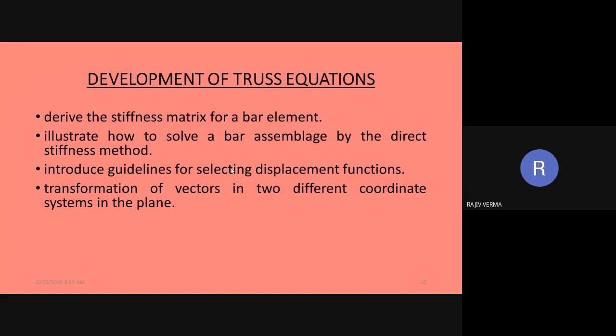Now, as a next step, we are going to transform two vectors which are inclined to each other, but the two vectors are present in the same plane. This is going to be of use when we are trying to assemble two or more bars which are present in the same plane, but happen to be inclined to each other. So this transformation is going to be useful for solving bar problems which happen to be oriented at different angles.